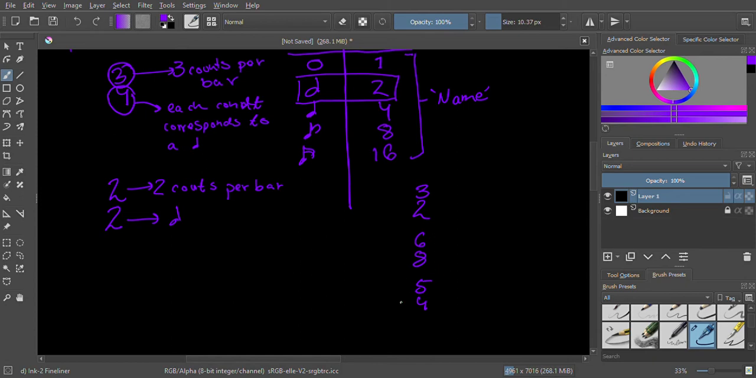Similarly, when we go down here, how many beats per bar? 5. There are 5 beats per bar. I said the words counts and beats are interchangeable. That means I'm going to count it as 1 2 3 4 5, 1 2 3 4 5, 1 2 3 4 5, etc., right? So there are 5 beats per bar, and each beat is worth a quarter note, because a quarter note corresponds to a 4 in our system up here.